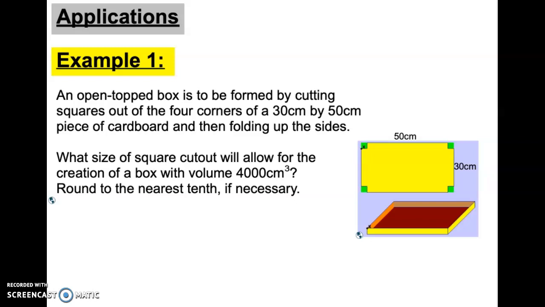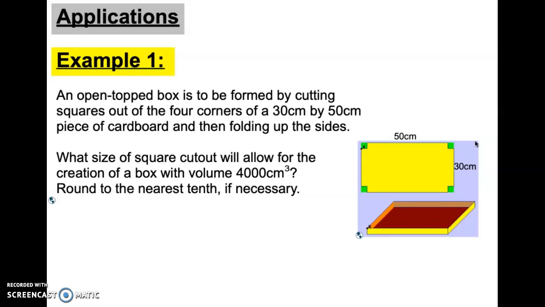So today we're going to be looking at applications of polynomial equations and polynomial inequalities. So example 1 here, we have an open-topped box that is formed by cutting squares out of the corners of a 30 centimeter by 50 centimeter piece of cardboard, then folding up the sides. What size of square cutout will allow for the creation of a box with a volume of 4,000 centimeters cubed? Round your final answer to the nearest tenth if necessary.